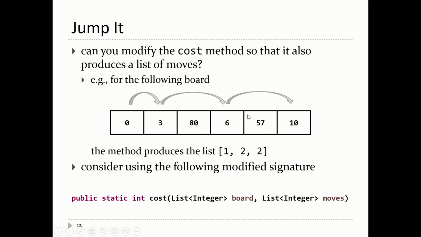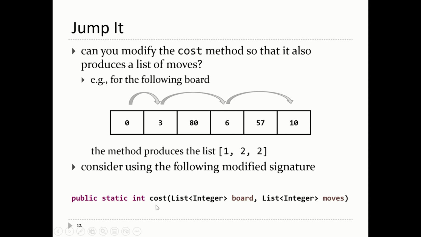Okay, so we can get the smallest cost, but can you actually get the sequence of moves? Can you modify cost so that it also produces a list of moves? So for this board here, I take 1 step, 2 steps, 2 steps. So I would like to get the list 1, 2, 2, as well as the smallest cost. So how do you do that?